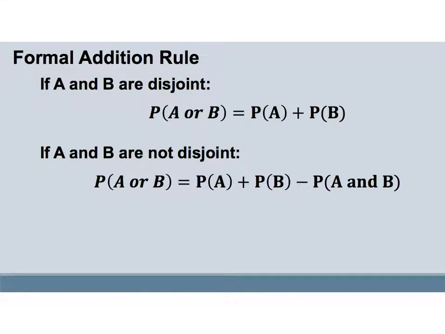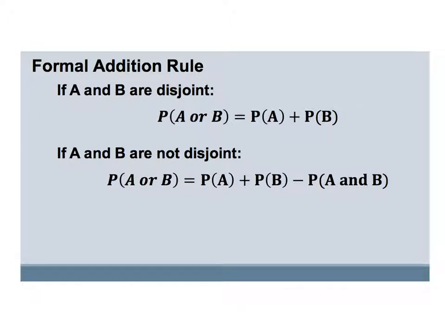Okay, so you have 2 different rules there for the addition rule, and it depends on if it's disjoint or not. If they're disjoint, you just add up the 2 possible probabilities. So the probability of A or B is probability of A plus probability of B. But if they're not disjoint, you add up those 2 probabilities, but then you subtract the overlap. Because remember, the first one was when the 2 circles didn't cross. So I had A and I had B, and it's just 2 individual things. I just add them up.